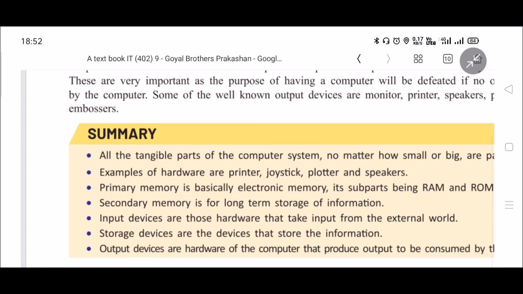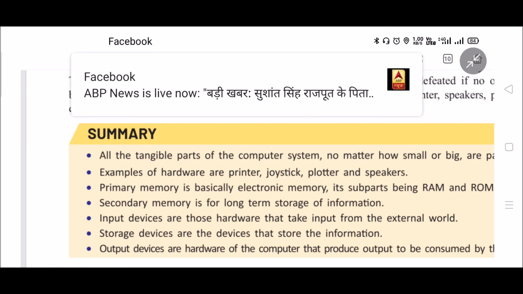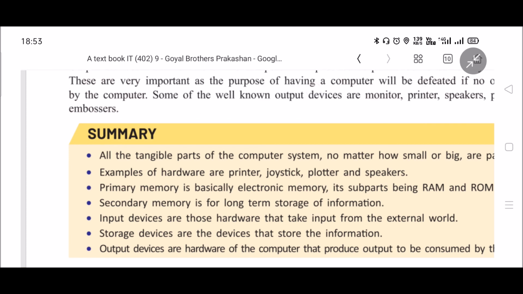So let us see the summary. All the tangible parts of the computer system, no matter how small or big, are part of hardware. Hardware means all the working components of the computer that we can see, we can touch. Examples of hardware are printer, joystick, plotter, and speaker. In a computer, two different types of memories are present. Primary memory is basically electronic memory, its subparts being RAM and ROM. Secondary memory is for long-term storage of information. So all the storage devices are called secondary memory.